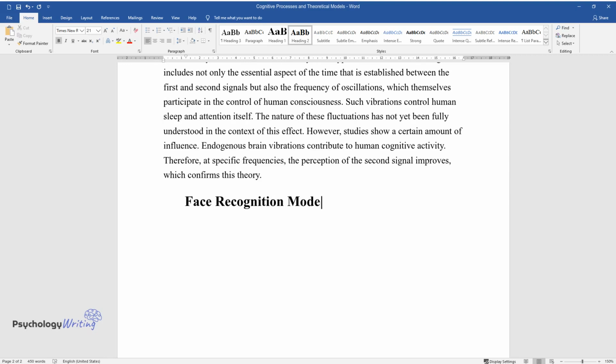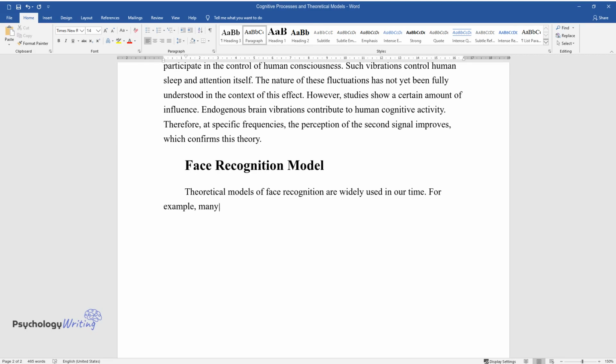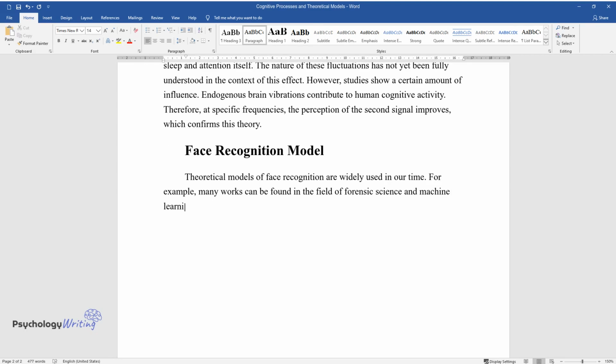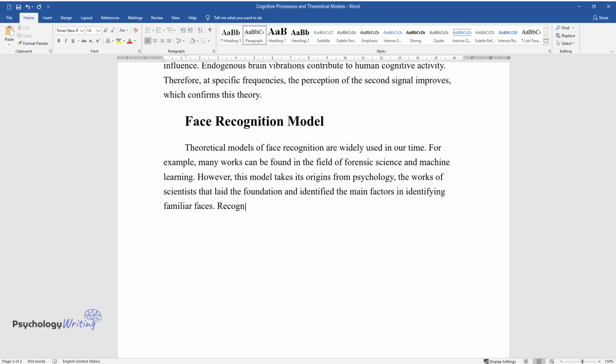Face recognition model. Theoretical models of face recognition are widely used in our time. For example, many works can be found in the field of forensic science and machine learning. However, this model takes its origins from psychology, the works of scientists that laid the foundation and identified the main factors in identifying familiar faces.